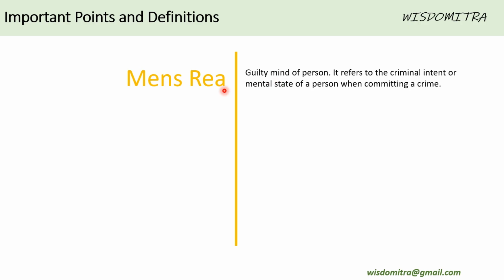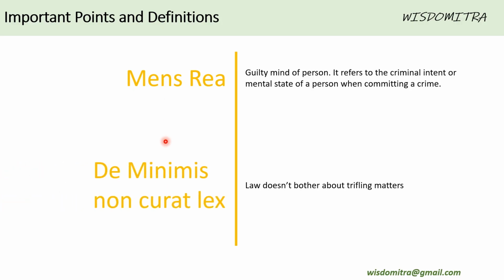Mens rea. Mens rea means guilty mind. It refers to the criminal intent or mental state of a person when committing crime. So, any crime is considered to be a crime only when the person committing it has an intention of causing a harm. De minimis non curat lex. This means law doesn't bother about trifling matters.